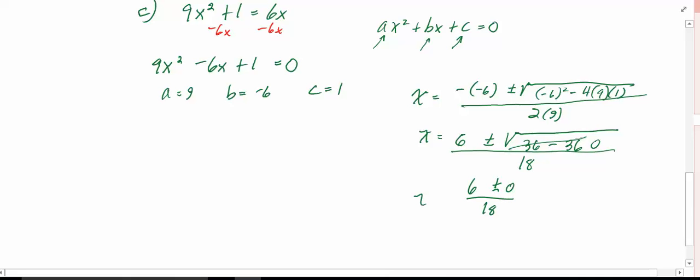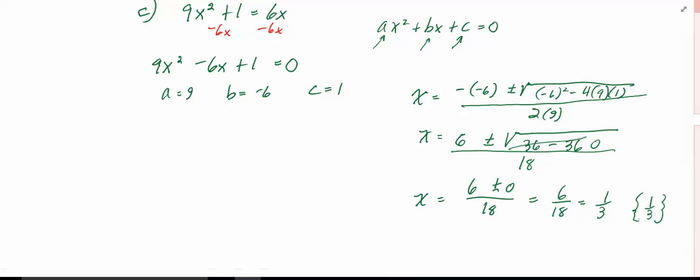Now in this case, my answer isn't imaginary, it's not even irrational. I don't even have two answers, right? Because plus or minus 0 is just this. And so I'm going to always reduce my fraction. And so my answer is 1/3. So this 1/3 is my answer. And a lot of times you'll see it in a set like that. One answer only. Okay? All right, I hope this helped. And thanks for watching.